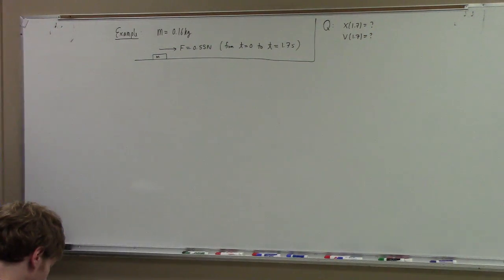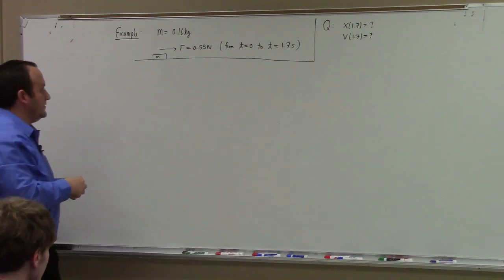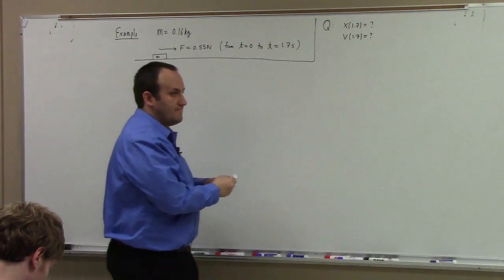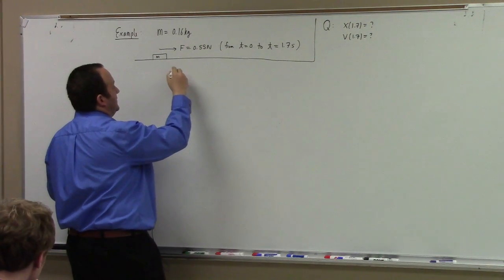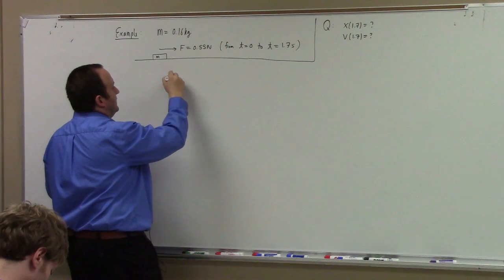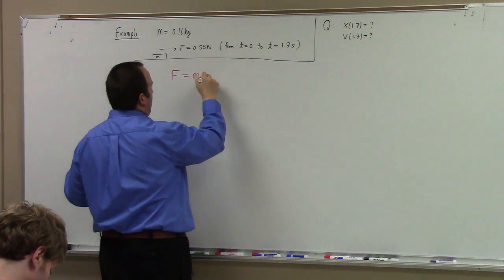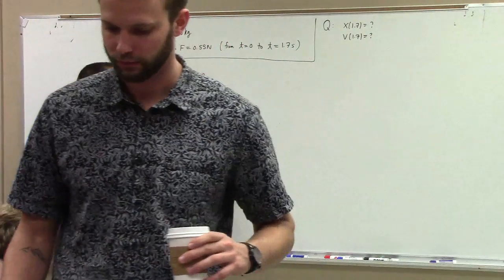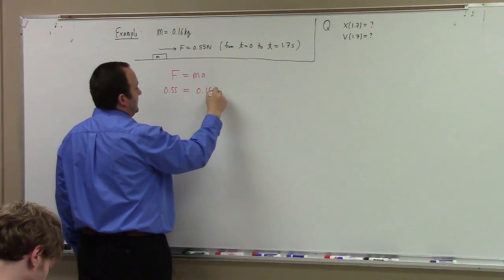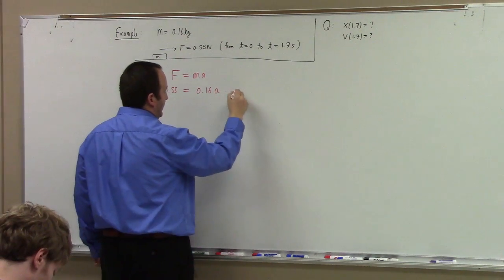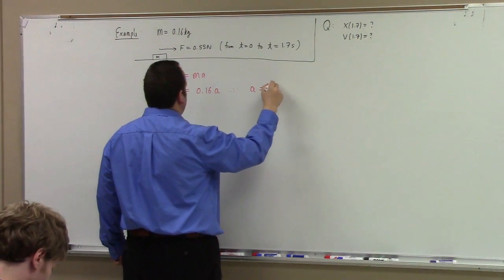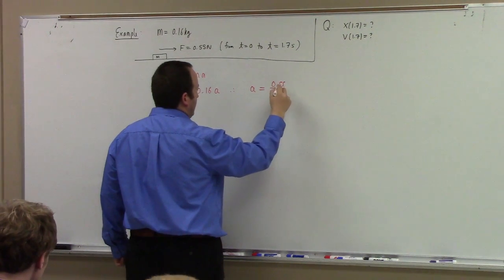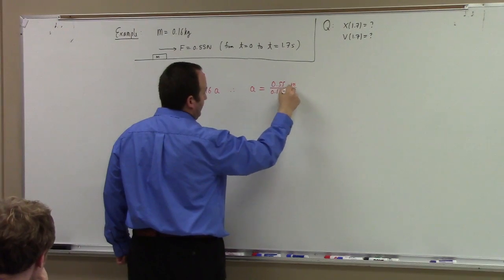It's pretty simple. What we want to do is set up Newton's second law. Newton's second law says what? Force equals mass times acceleration. Very good. So F equals ma. In this case, that's 0.55 is equal to 0.16 times a. So therefore, we have a constant acceleration of 0.55 divided by 0.16. The units that I'm omitting up to this point are meters per second squared, right?